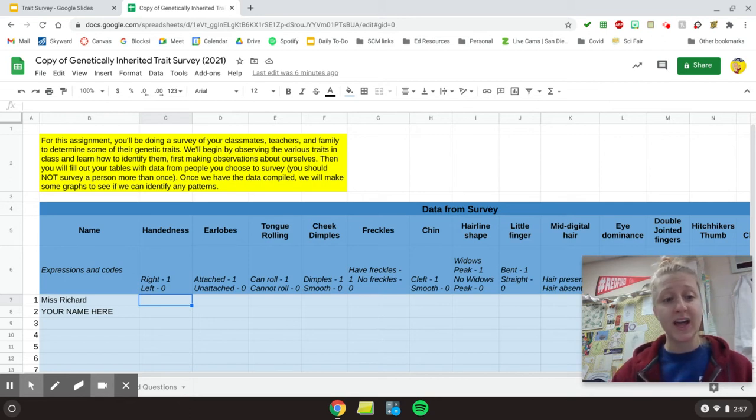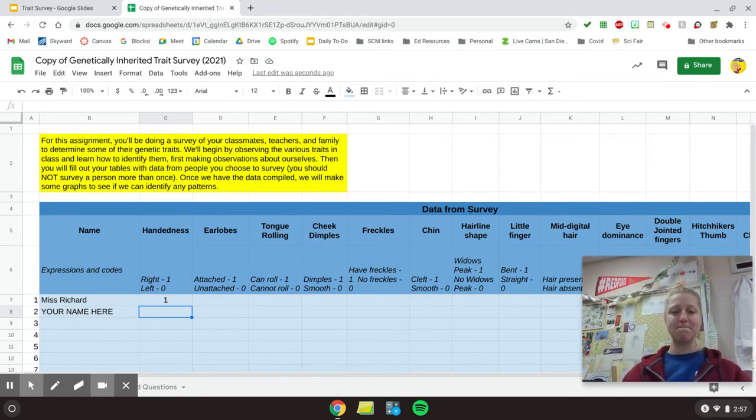So I'm right-handed. If we look at the code for handedness, right-handed is 1, so I'm going to put a 1 there. If you were left-handed, you would put a 0. By the way, if you haven't changed where it says your name here, go ahead and change that to your name.